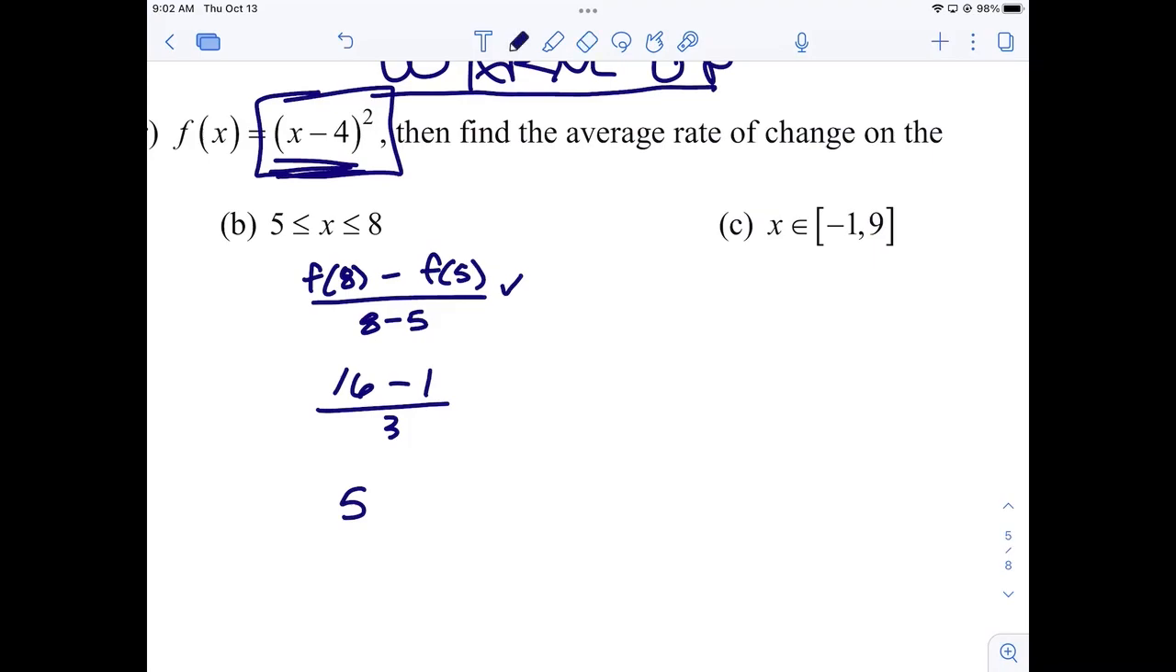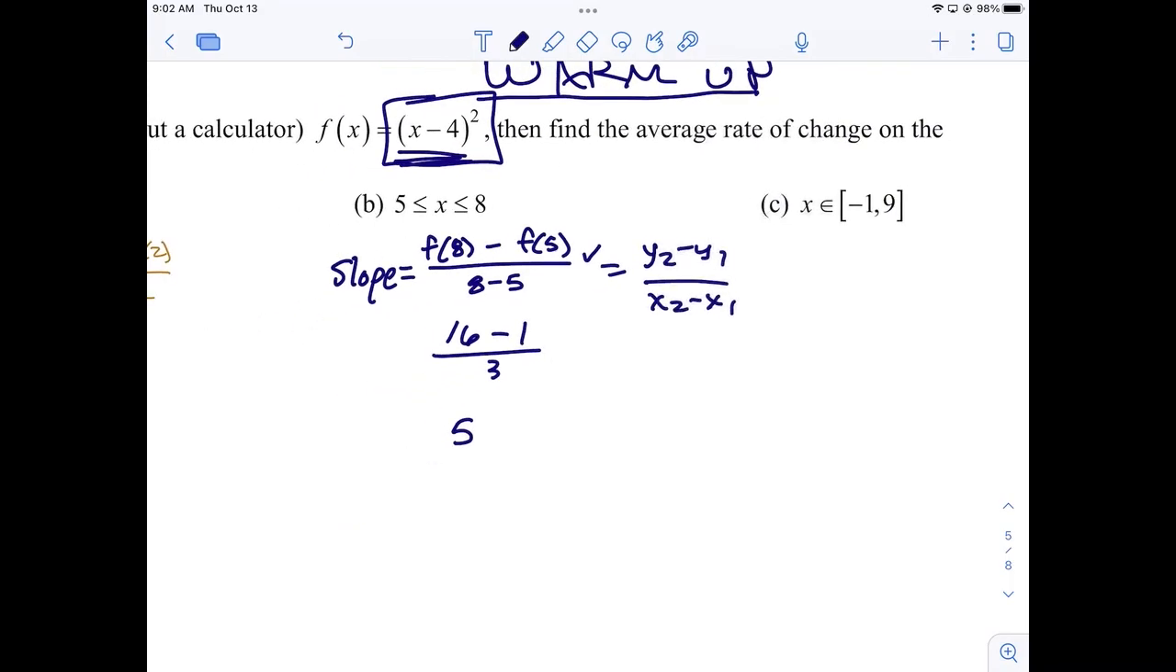This is from algebra 1, really. It's y sub 2 minus y sub 1 over x sub 2 minus x sub 1. It's just slope. That's all it is. It's the slope. But it's not the slope of a straight line, it's of the curve. It's the slope of the secant line. Okay? And so in this case, it's also the average rate of change.